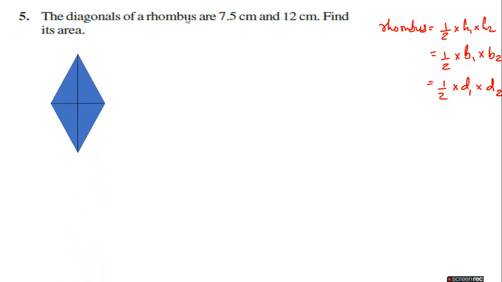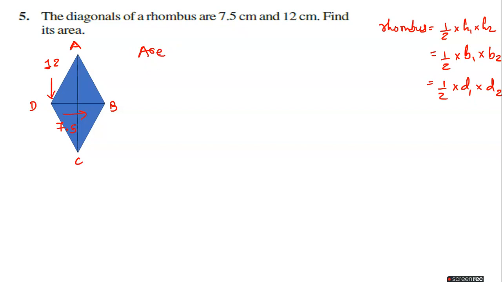As you can see, this is the rhombus ABCD, with 7.5 centimeter and 12 centimeter. The vertical height is 12 centimeter, so let me write here: 12 centimeter is the vertical height and 7.5 centimeter is the horizontal height, as I have shown in the figure. This formula you can easily apply. So area of rhombus.